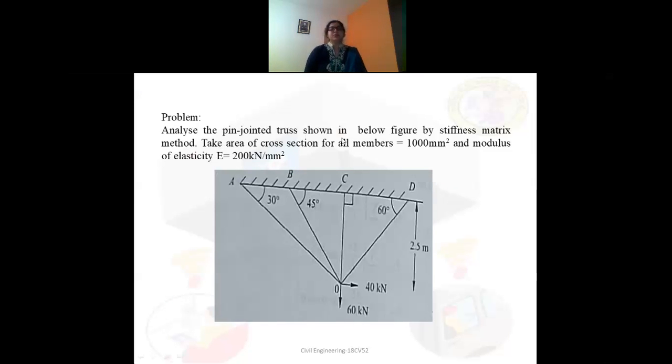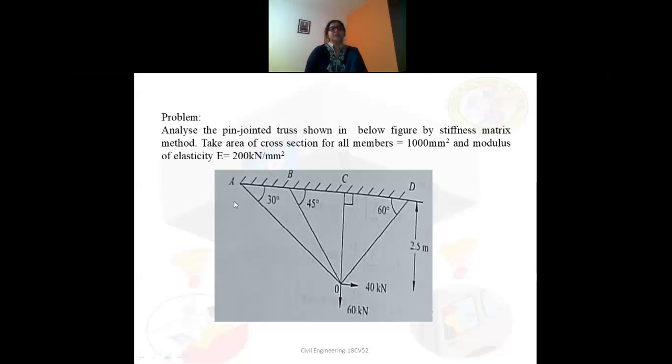Analyze the pin jointed truss shown in the below figure by stiffness matrix method. Take area of cross section for all the members as 1000 millimeters square, and modulus of elasticity for all the members as 200 kilonewton per millimeter square.